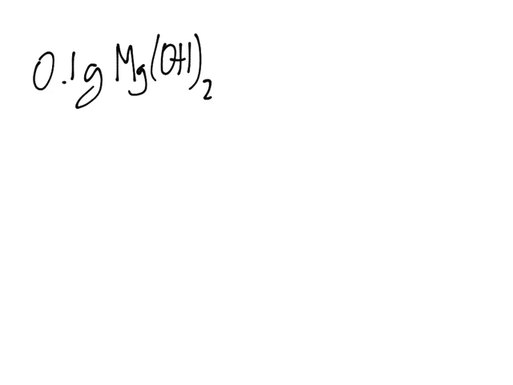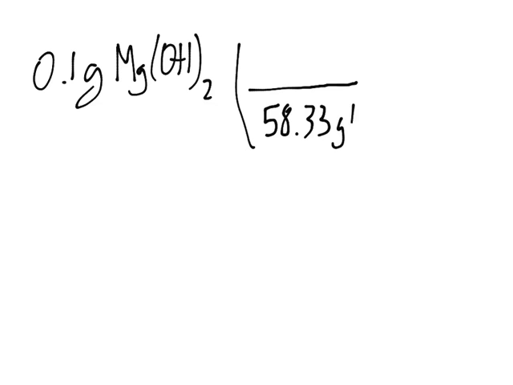So we want to write 0.1 grams of magnesium hydroxide. We want to pass from grams of that to the moles of that, and we use the molar mass for that, which in this case is 58.33 grams of magnesium hydroxide, and that will represent 1 mole of magnesium hydroxide.